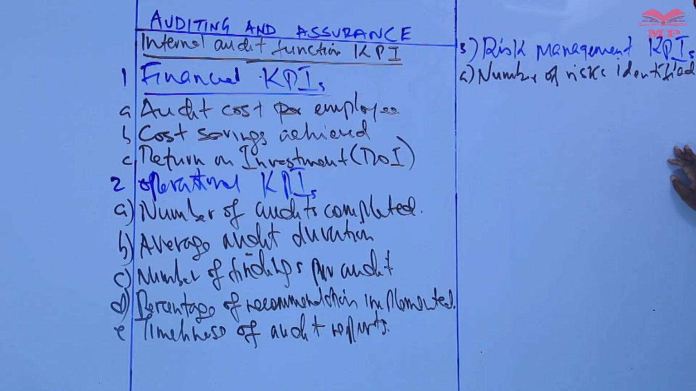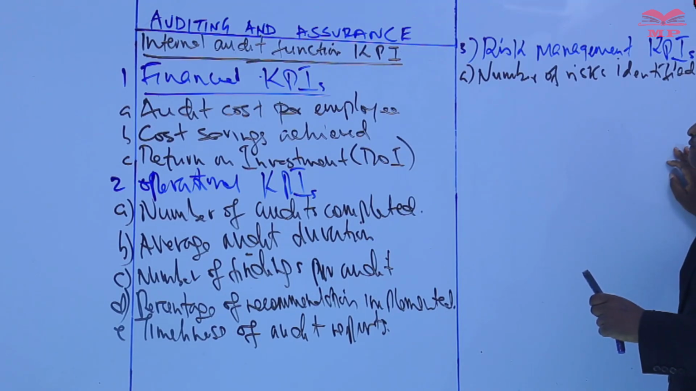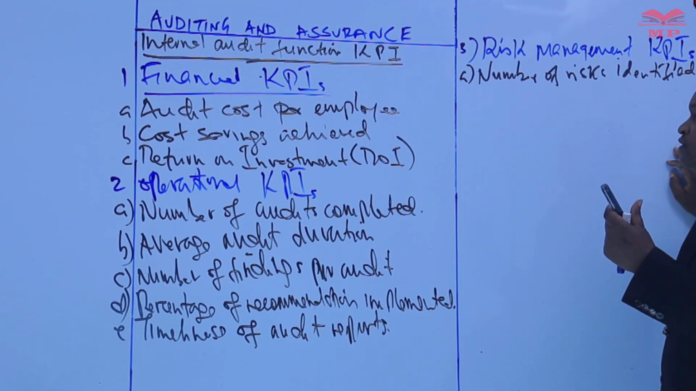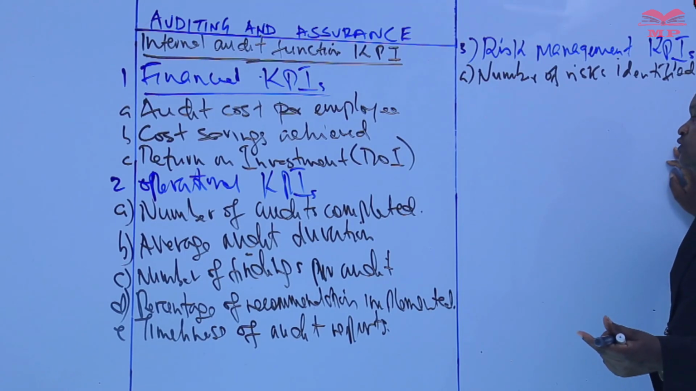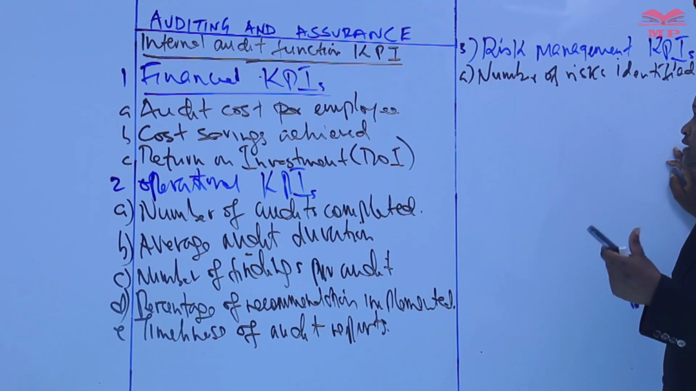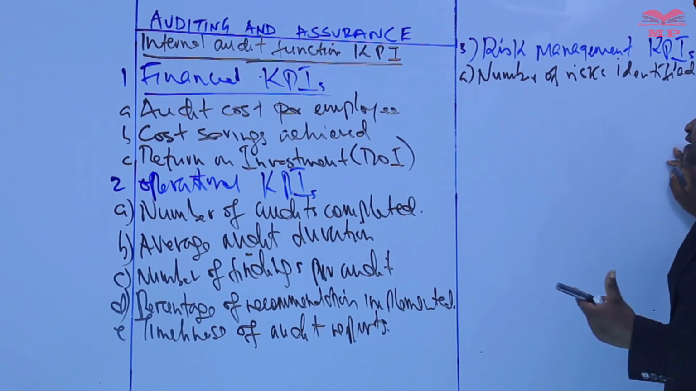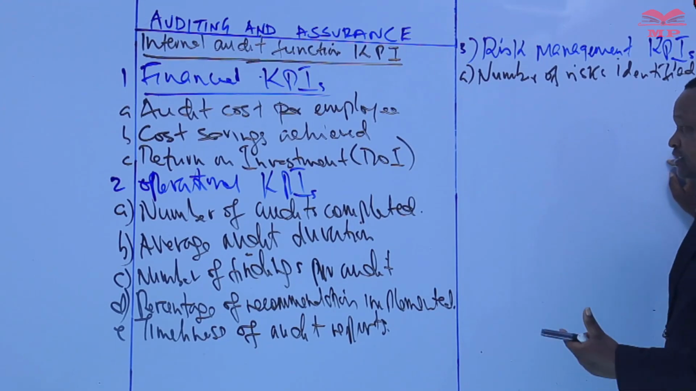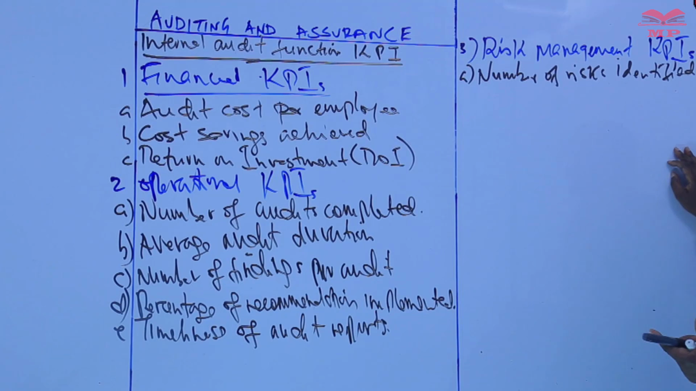All right. How effective is the internal audit department in identifying and assessing risks during the last financial accounting period? Did the internal audit function identify any risks? And did the same department assess the risks? You understand?